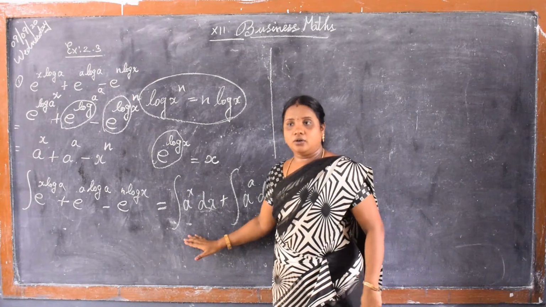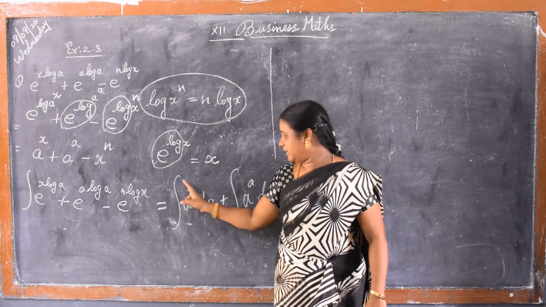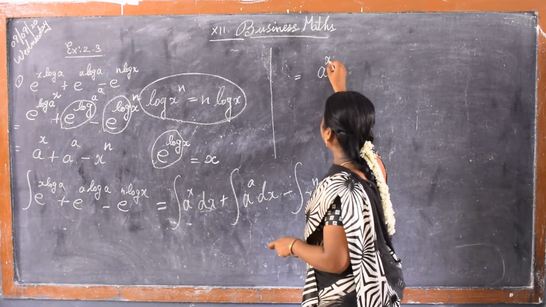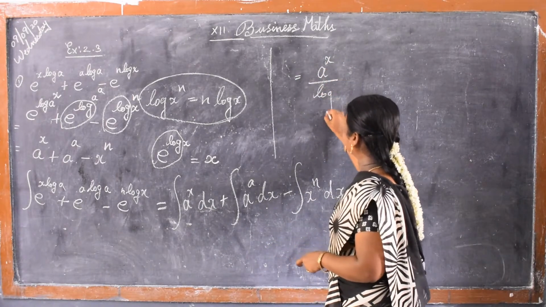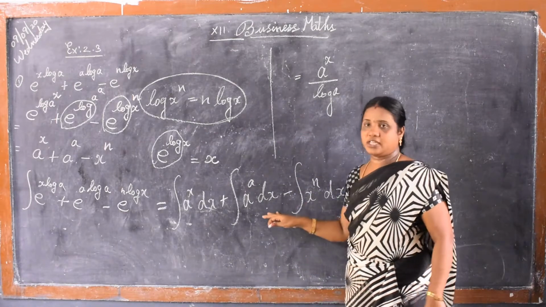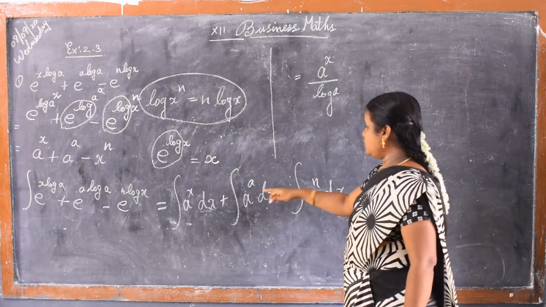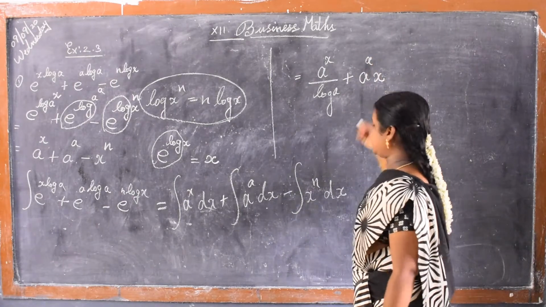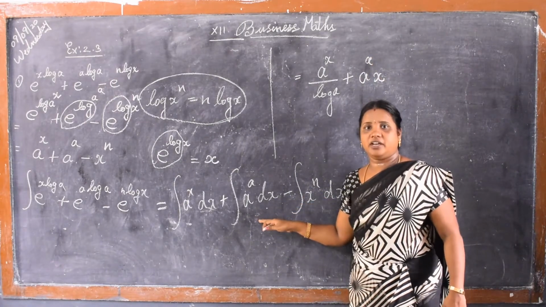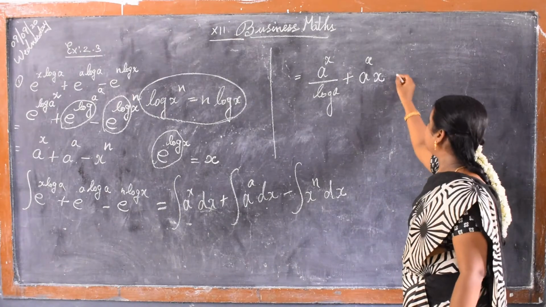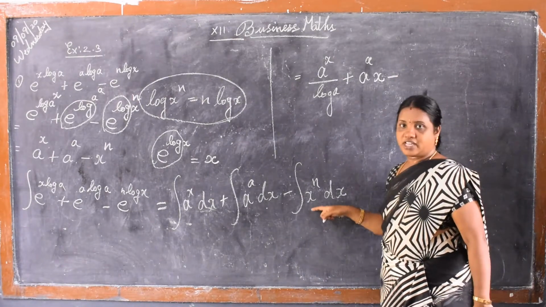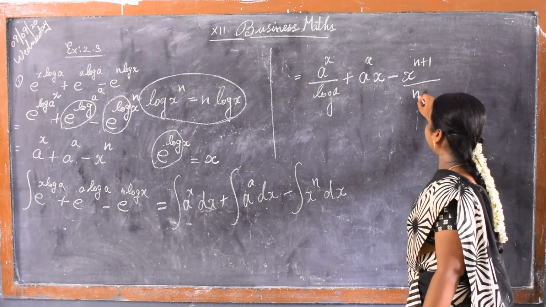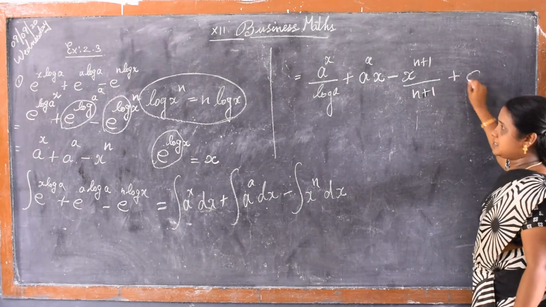This is our third rule, we are going to use it here. What I said, integral a power x dx, you can write it as a power x by log a. This is our third result we are using here. What is the integration of a power a? a power a is constant. If we integrate the constant, it is a power a into x, minus, what is the integration of x power n dx? x power n plus 1 by n plus 1 plus c.